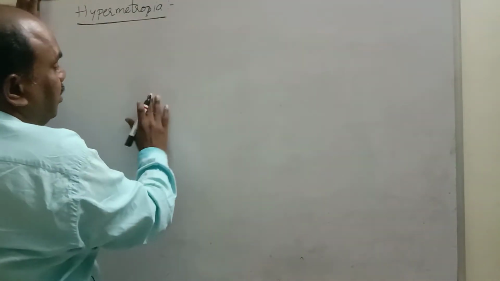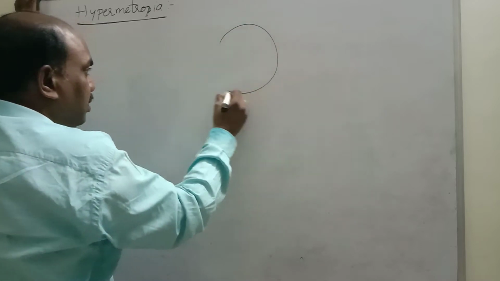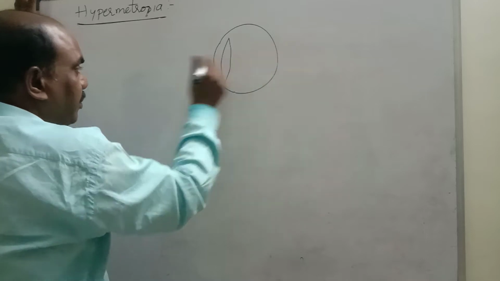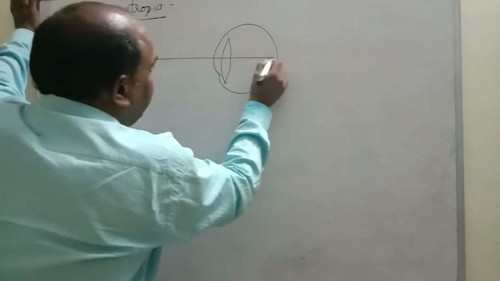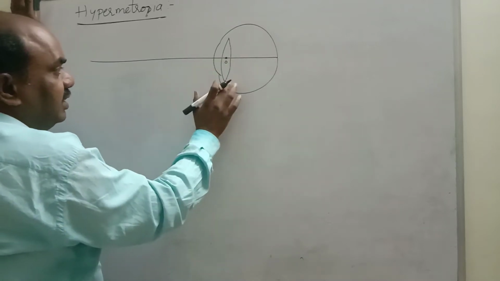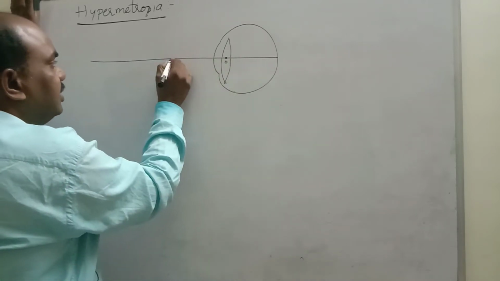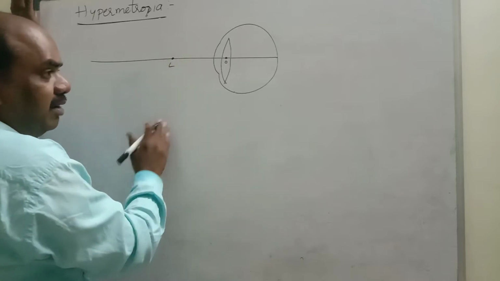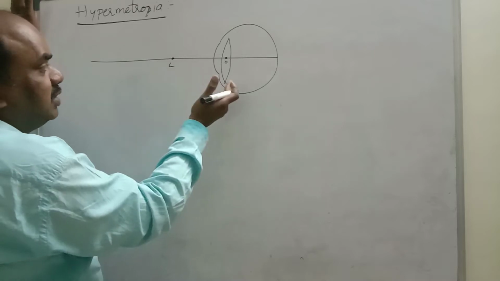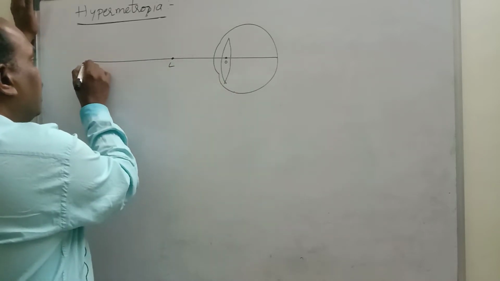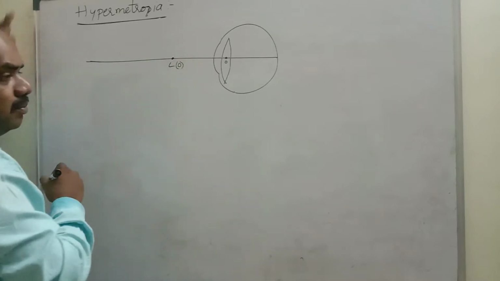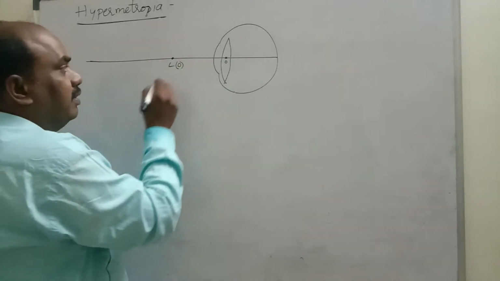Where the image is formed, we will see. Let us consider this is the eyeball. This is the eye lens. This is the retina. This is the principal axis, the imaginary line passing through the optic center. This is the LDDV. LDDV means the minimum distance from our eye at which a person can see clearly. Let us consider a point object is present at LDDV.